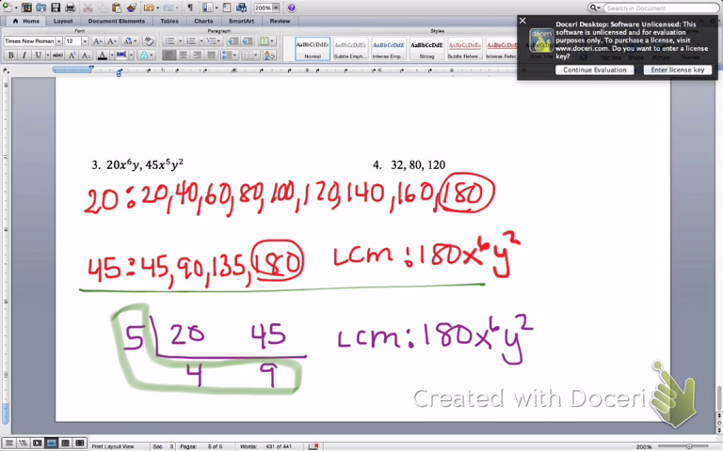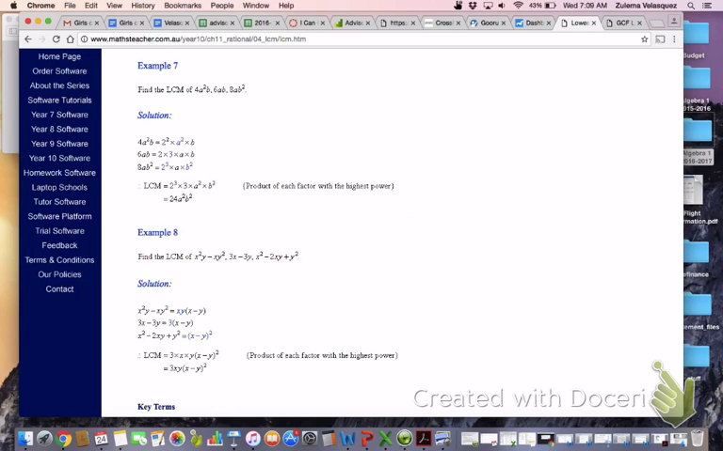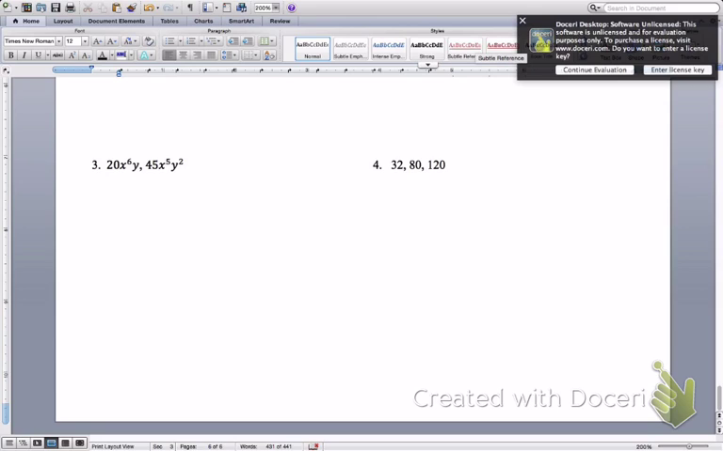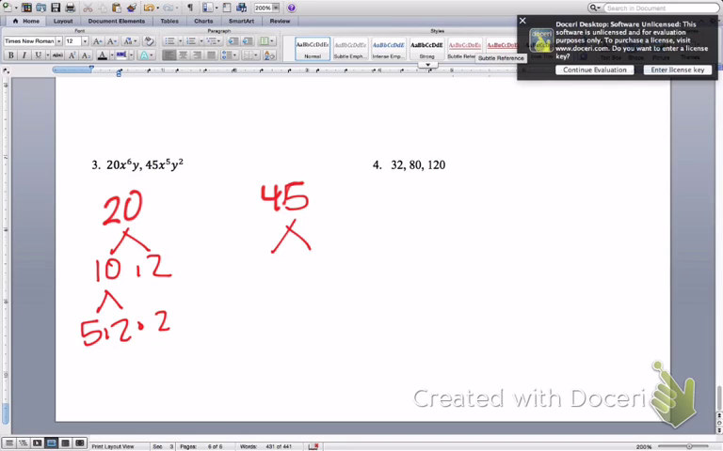All right, let's go ahead and do our last method for this one, which is the tree method. So let's go ahead and do, oops, lost the picture. There it is. Give it a second. All right, there we go. We have our tree. We're going to go with 20 and with 45. All right, let's go ahead and fix that 5. So we have 10 times 2 and 5 times 2. We have 9 times 5 and 3 times 3 times 5.